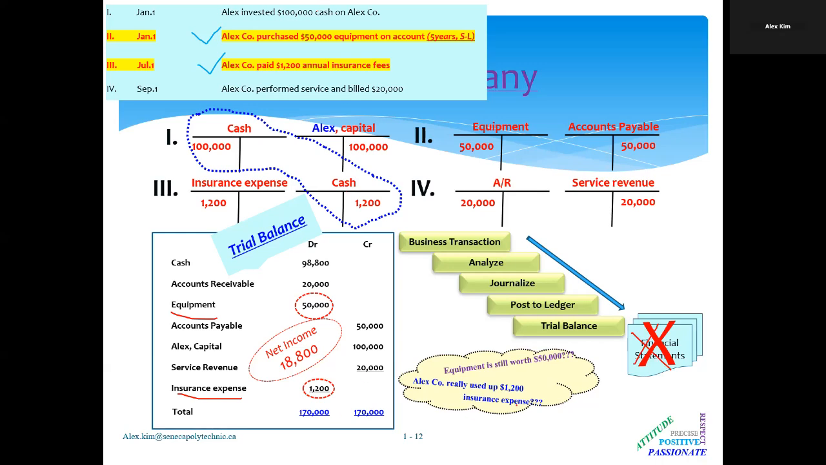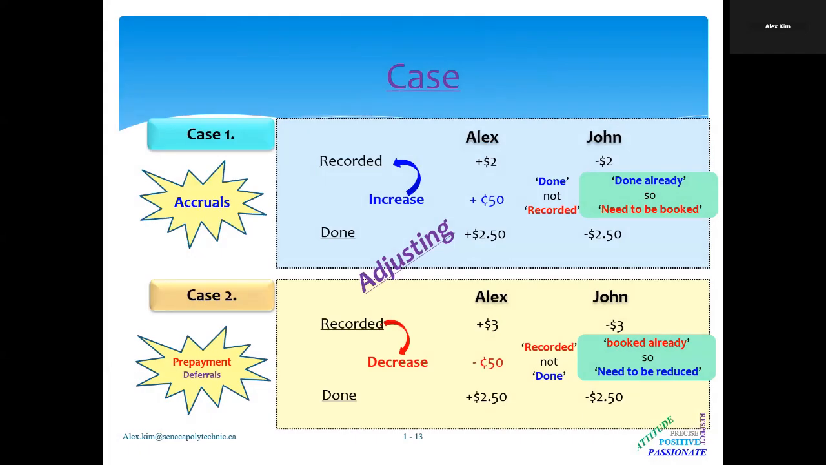All right. So we decided to analyze again whether anything is already done but not recorded, or recorded but not done yet. First case, done already but not updated, we need to increase to correct. Second case, something already recorded as a total but not done yet, not all of it, so we need to decrease to correct. Prepayments and accruals. This process we call adjusting, correcting.